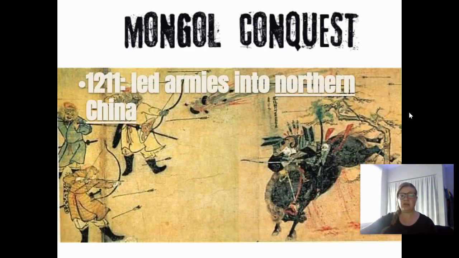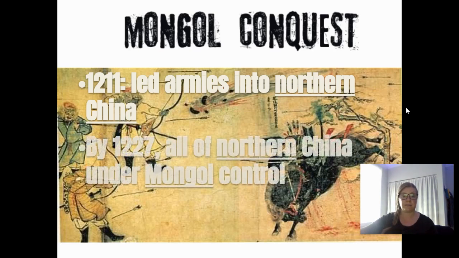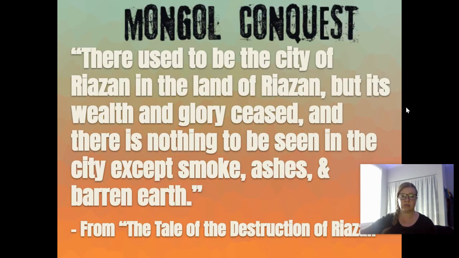In 1211, he led armies into northern China. So remember I said he was creating this powerful army and uniting these tribes in order to gain more land and conquer more parts of China. We're going to look at a map in just a moment that shows you how big this empire gets. By 1227, all of northern China was now under Mongol control. So he called his tribe the Mongols.